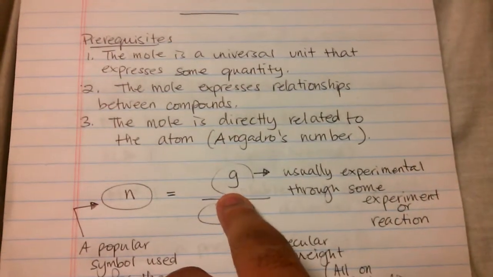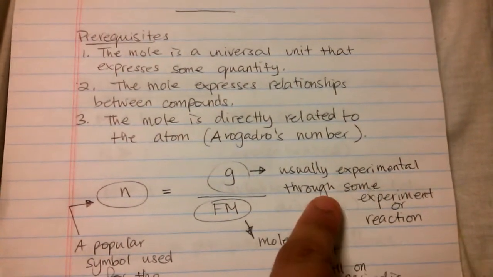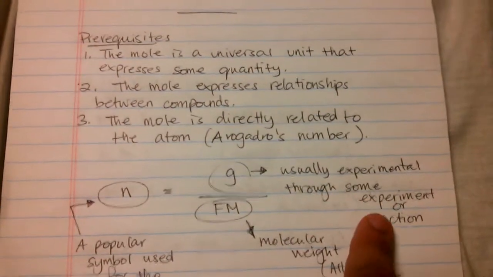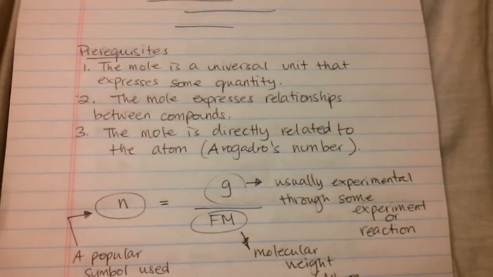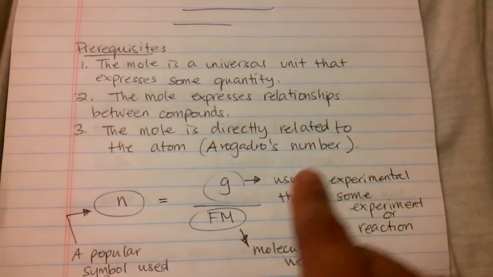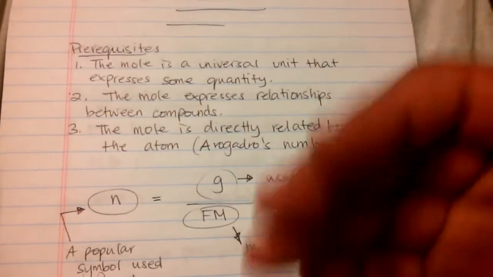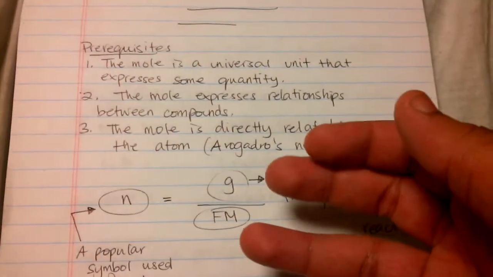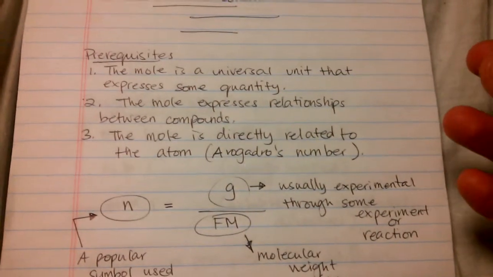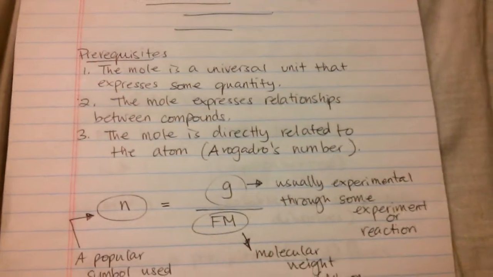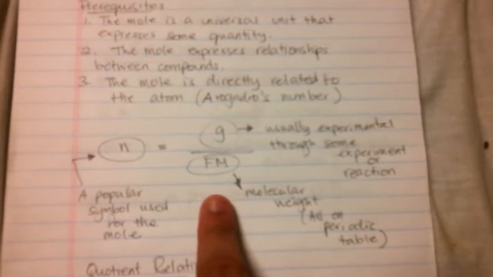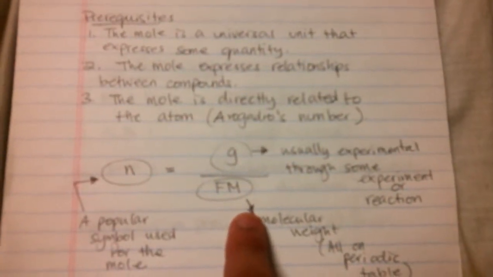Now, usually the grams are experimental, so it is through some experiment or reaction that a question may propose a certain number of grams. Usually, when you have reactions, you have a little bit of a substance or grams left in the bottom of a beaker or in the bottom of a tank. And the formula mass, aka the molecular weight, can be found on the periodic table.